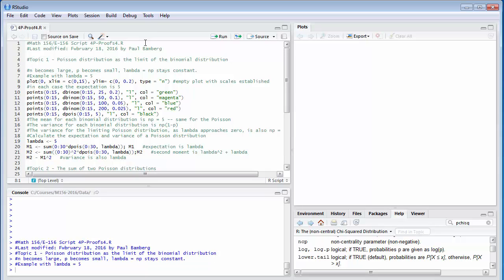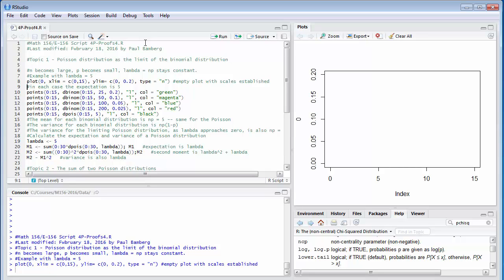First we'll do a plot where we show absolutely nothing. We just set the limits on x and y, and type equals n shows that we're plotting nothing at all. So we've got a nice empty plot on which we can add things.